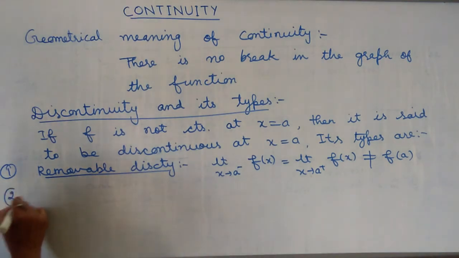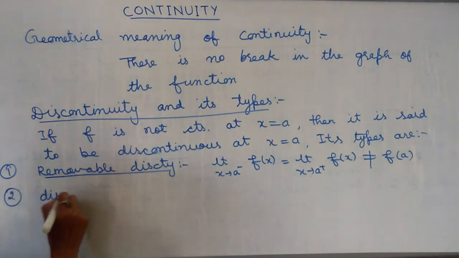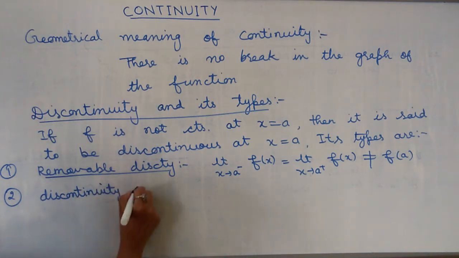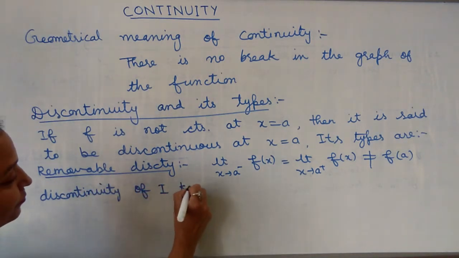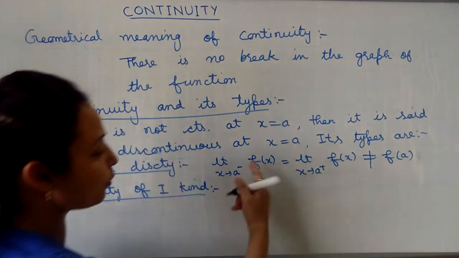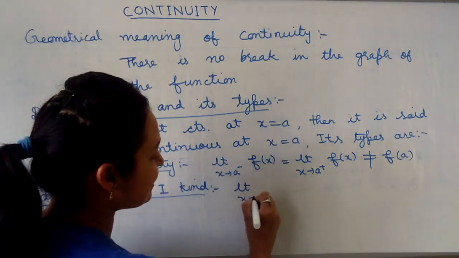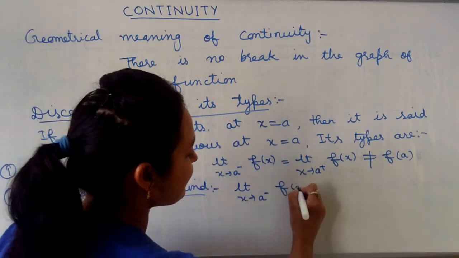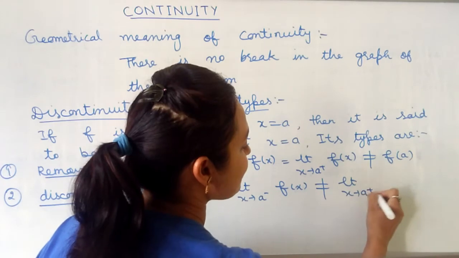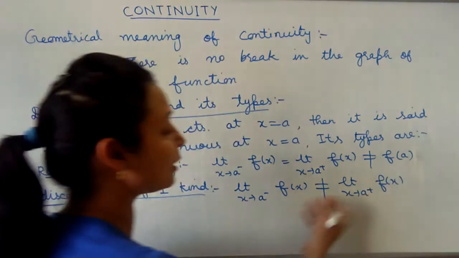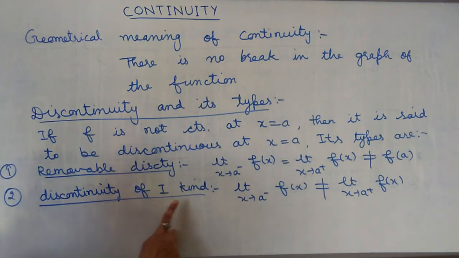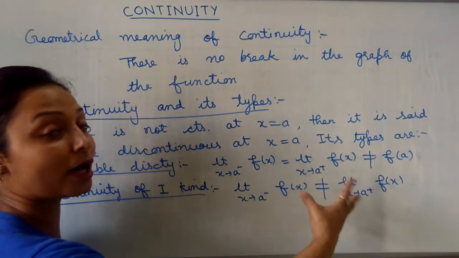Now come to the second type, that is discontinuity of first kind. When both are not equal, the limit as x approaches a from the left, f(x), not equal to the limit as x approaches a from the right, f(x). When these two limits are not equal, then it is said to be the discontinuity of first kind. These two are not equal.